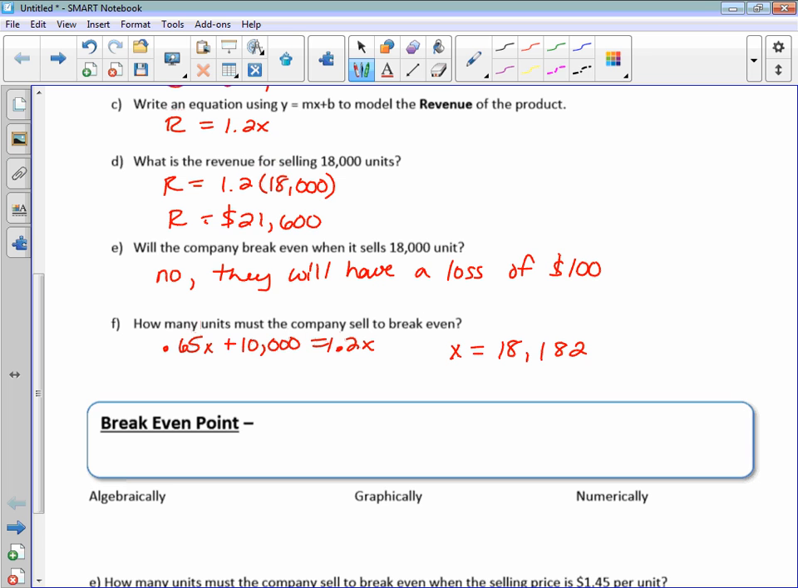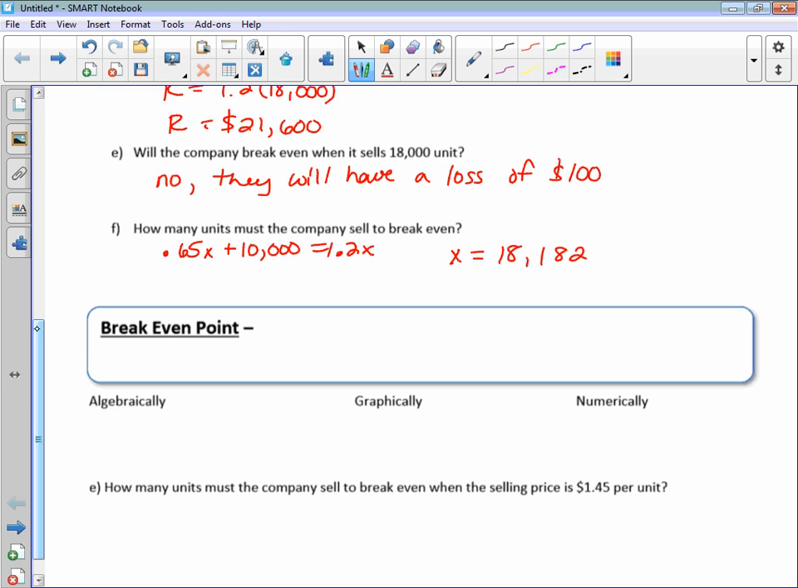We can't make part of a product and sell it, okay? It's like any of those word problems with people. You can't have like 2 tenths of a person. It doesn't work. Okay, so break-even point, we are just saying total cost equals total revenue.